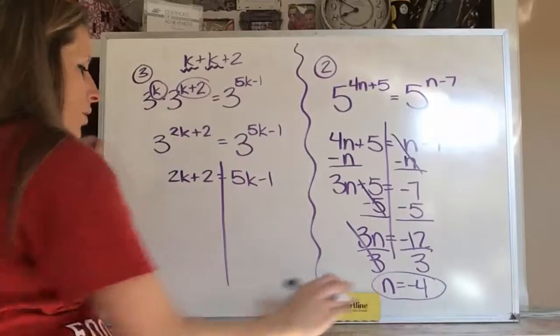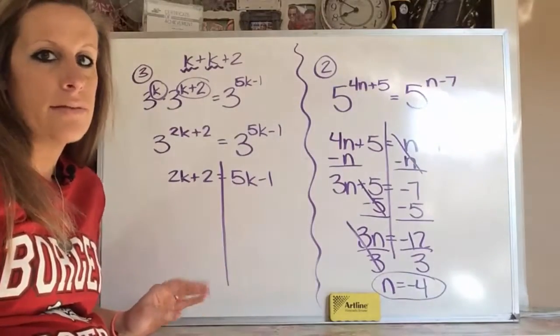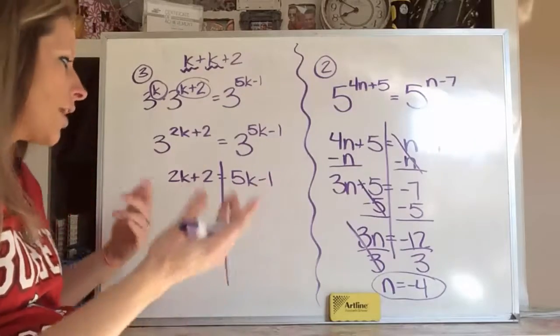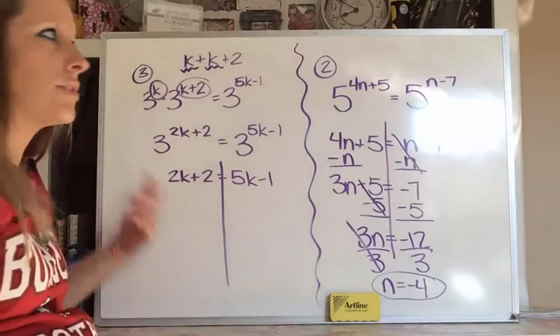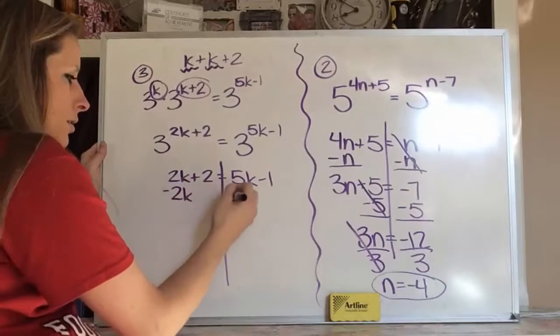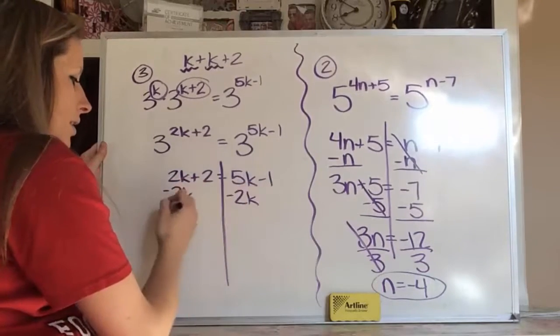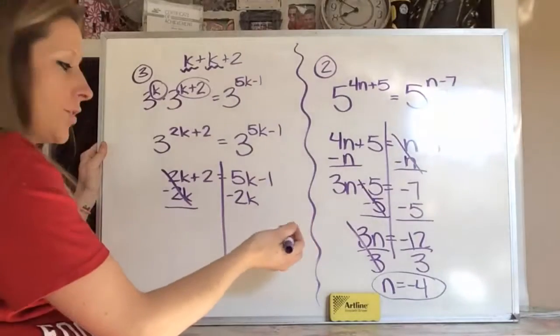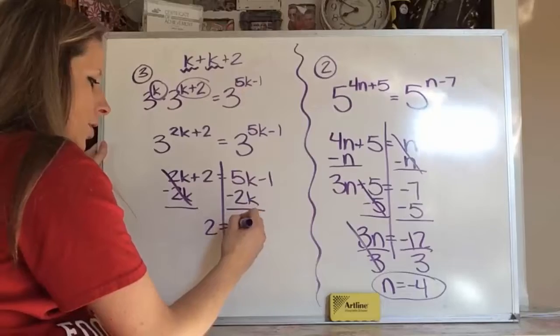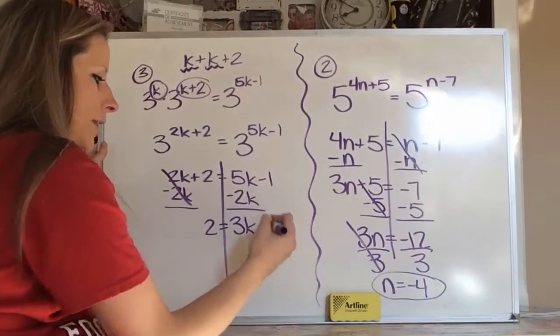All right, so get your k's on the same side. Like I said, doesn't matter left or right, they just need to be together. So let's try moving it to the right, since we moved it to the left last time. Okay, so I'm going to subtract 2k from both sides. That way my k is over here on the right. So I have 2 equals 3k minus 1.